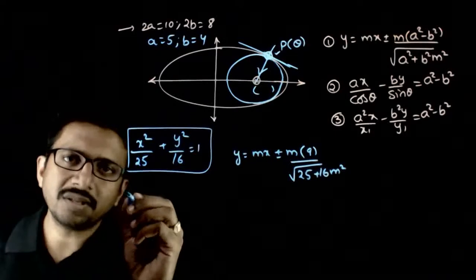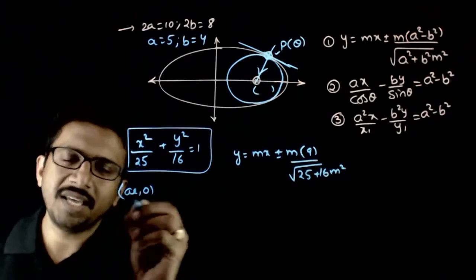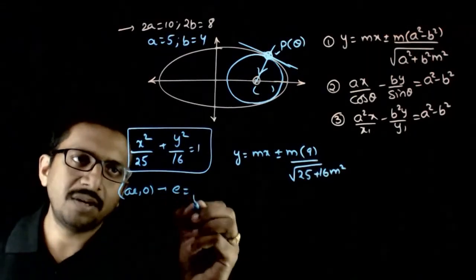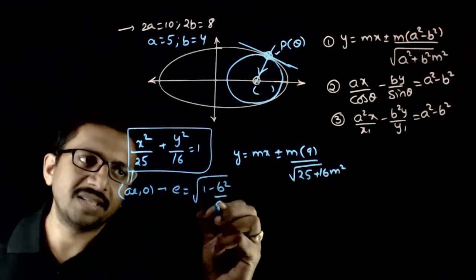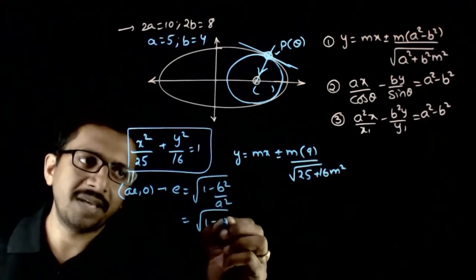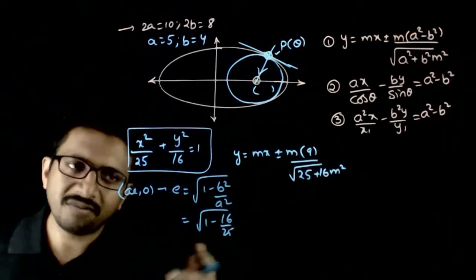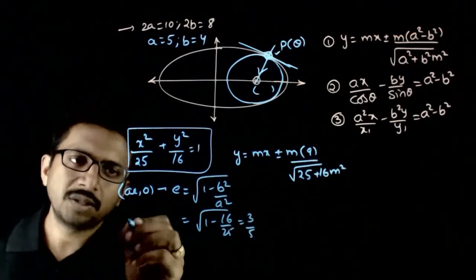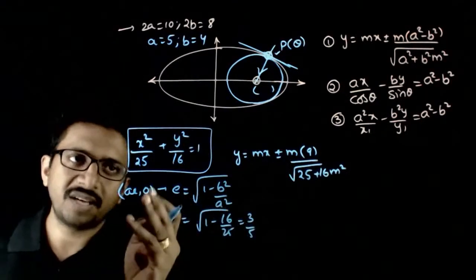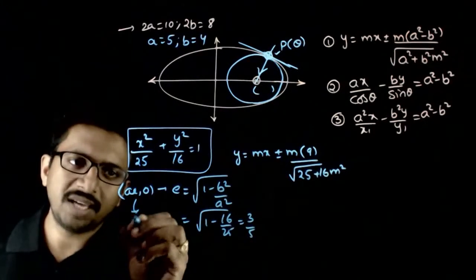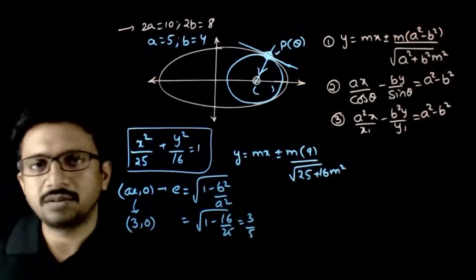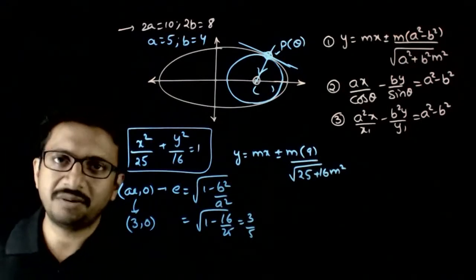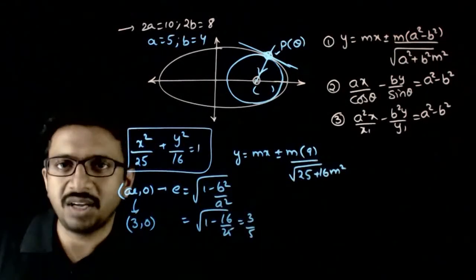So how do you find the focus? The focus coordinates are ae, 0, where e is equal to root of 1 minus b square by a square, that is equal to root of 1 minus 16 by 25. So 25 minus 16 is 9 by 25, the square root is 3 by 5. So e is 3 by 5, a is 5. So ae, 0 is 3, 0. So the focus is 3, 0. Now this has to pass through 3, 0.